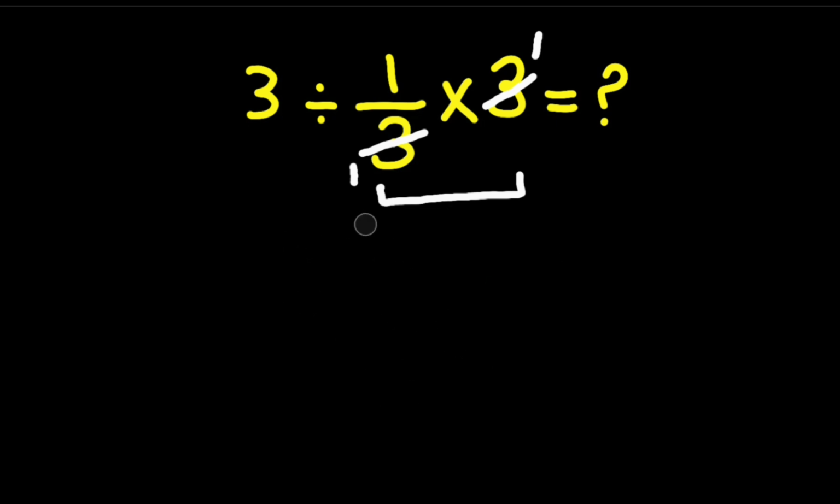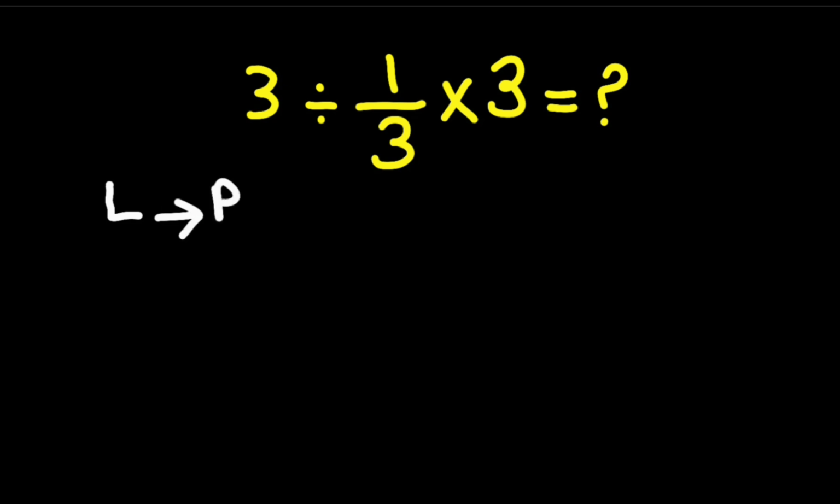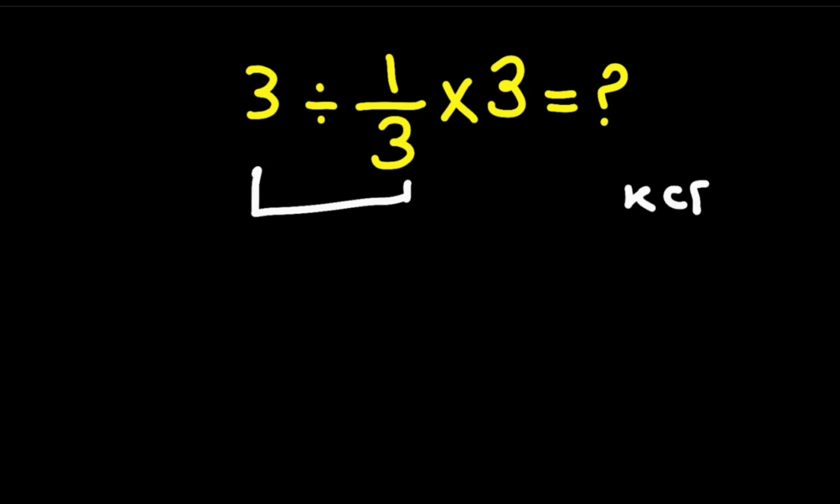According to the rules of mathematics, we know that multiplication and division are equally important. So we have to solve from left to right. Now we can start with this division. According to the KCF, that is keep first fraction, change division to multiplication, and flip the next fraction. So we have here 3 over 1 divided by 1 over 3.